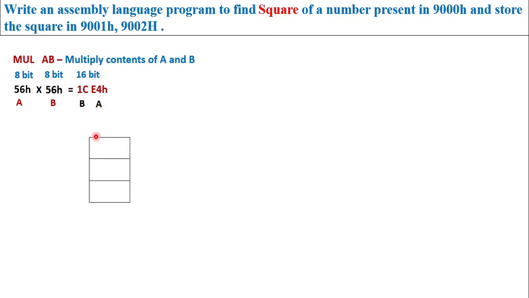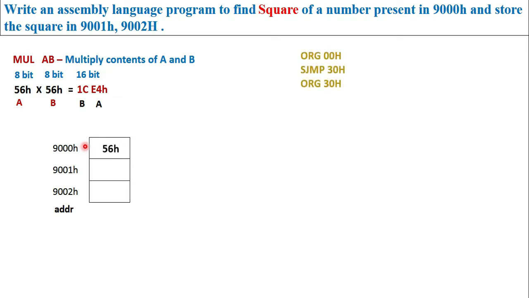We can take 3 memory locations whose addresses are 9000H, 9001H and 9002H. So the number that we are interested to find the square of is 56. So that number is stored in memory location 9000H according to the question. So we have 56 to be stored in 9000H. So let's start writing the program.